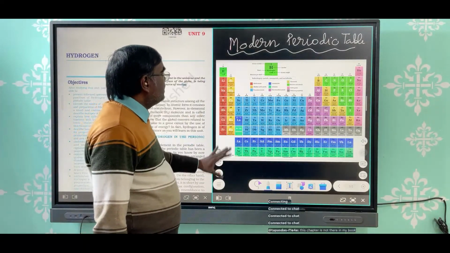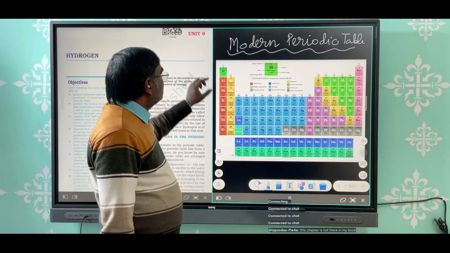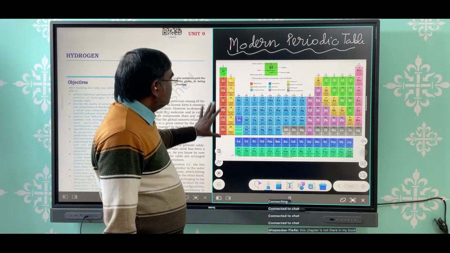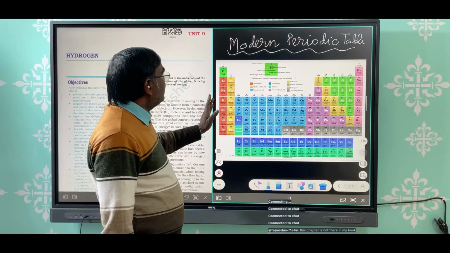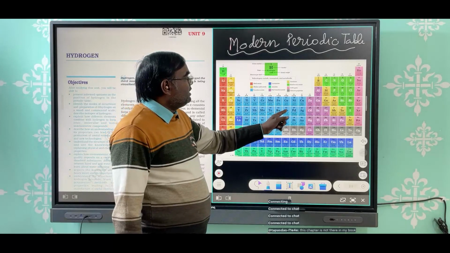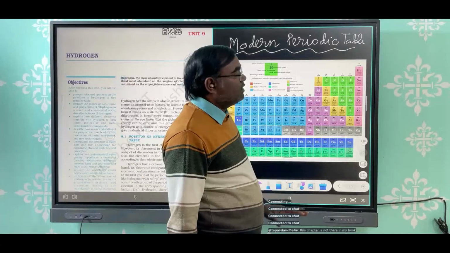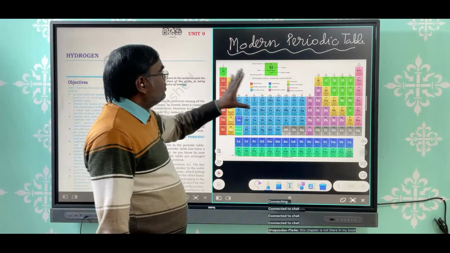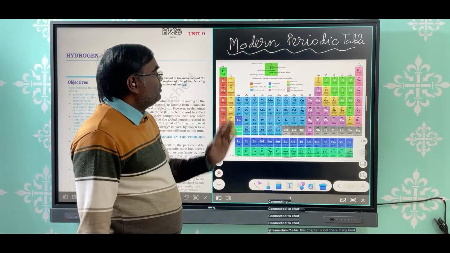In the modern periodic table, there are groups and there are periods. There are seven periods: one, two, three, four, five, six, seven. Including hydrogen, and there are groups numbered 1, 2, 3, up to 18. They are also subdivided into group A and group B.